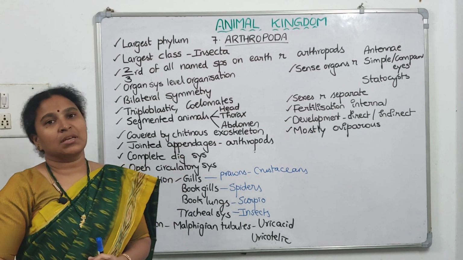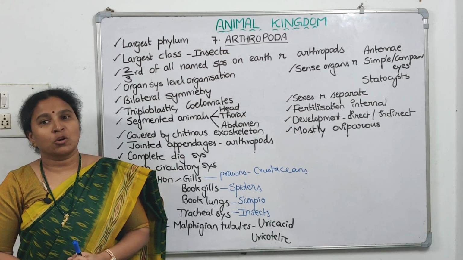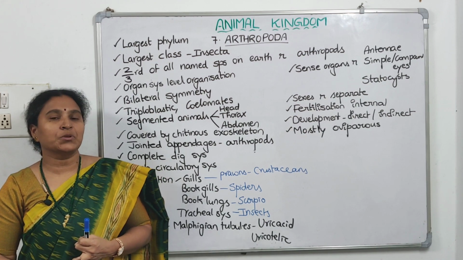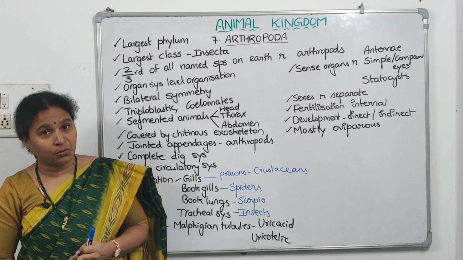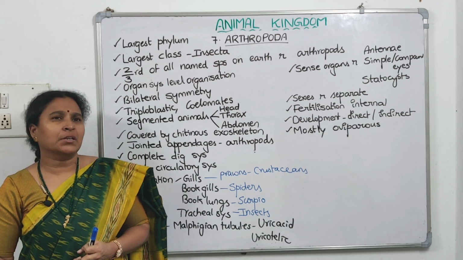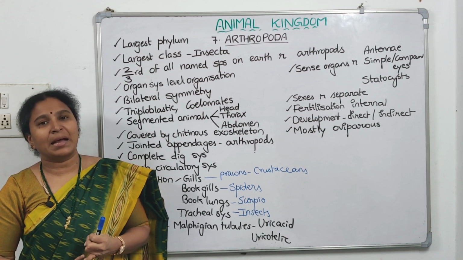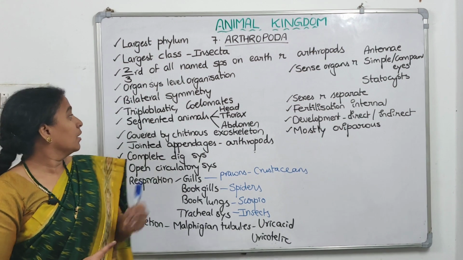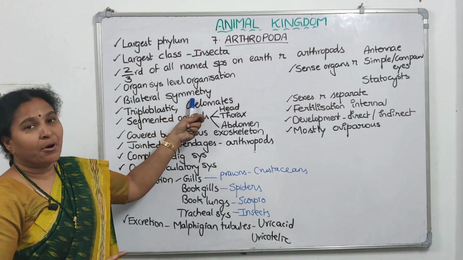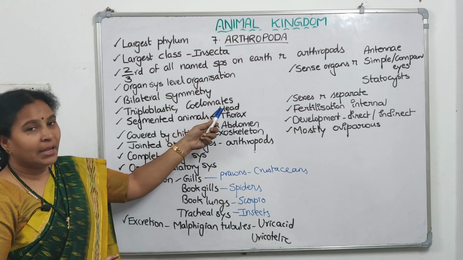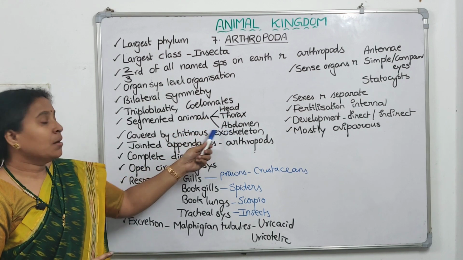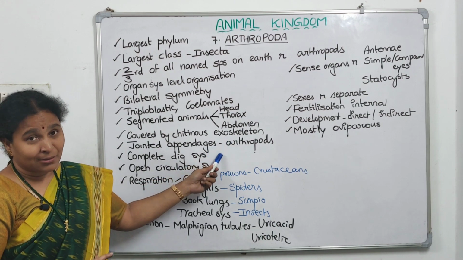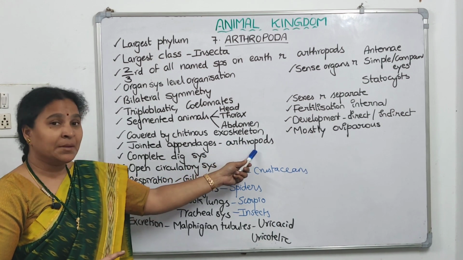Now let's summarize the Arthropoda. Arthropoda is the largest phylum. It has the largest class also. Two-thirds of all the species on earth belong to arthropods only. Coming to level of organization, organ system level, it is triploblastic. They are true coelomates, bilaterally symmetrical, body is segmented, divided into three parts called head, thorax, and abdomen. Body has chitinous exoskeleton. They have jointed legs.